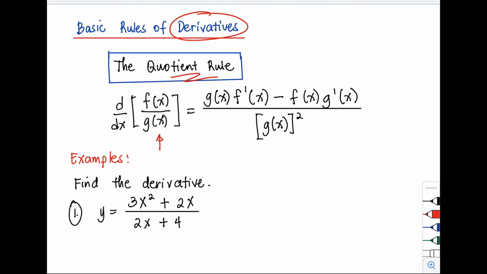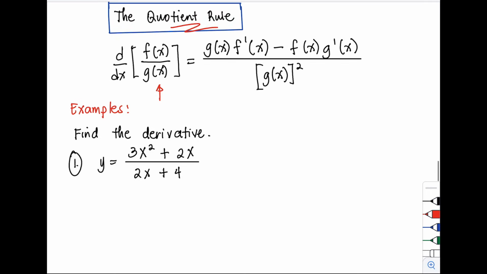Okay? So, ang formula na gagamitin daw natin is equals to g of x times f prime of x. Pag sinabing naka-prime, ibig sabihin naka-derivative yung ating function. Minus f of x times g prime of x all over g of x square. Okay? So, let's have our first example.